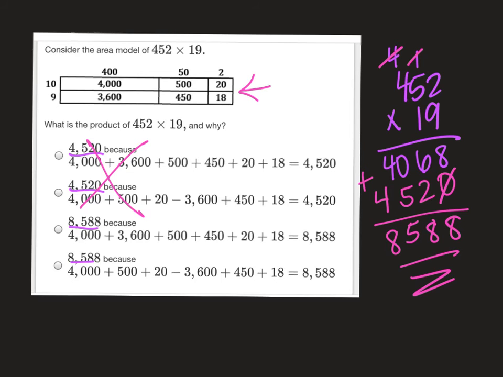So when I look through each one of those, I could check and see, are they all addition? Yes. Are they all addition? No. So that one right there, that one minus tells me that that cannot be my answer. And I can go back and check and make sure that everything matches up for this one before I say it's my answer. I have 4,000 plus 3,600 plus 500 plus 450 plus 20 and plus 18. So that is your correct answer. Use a little process of elimination. It'll help you out a lot.